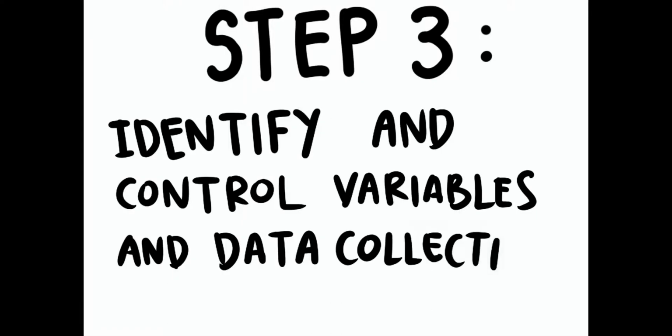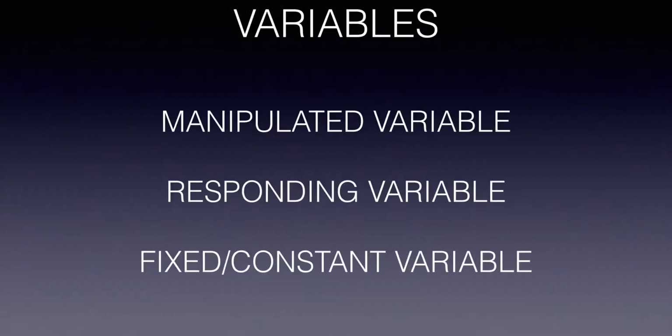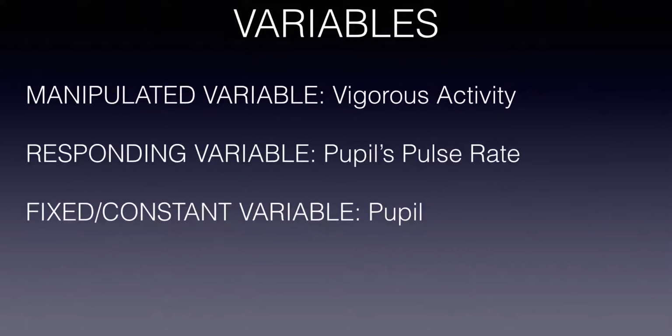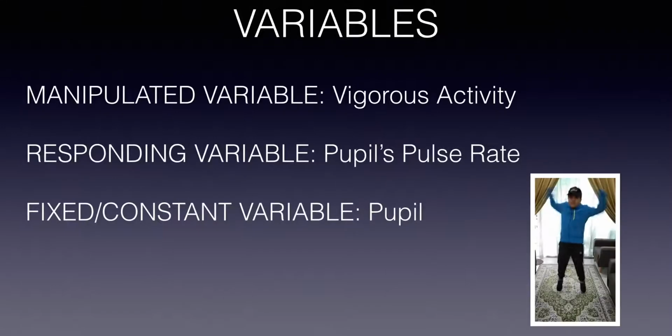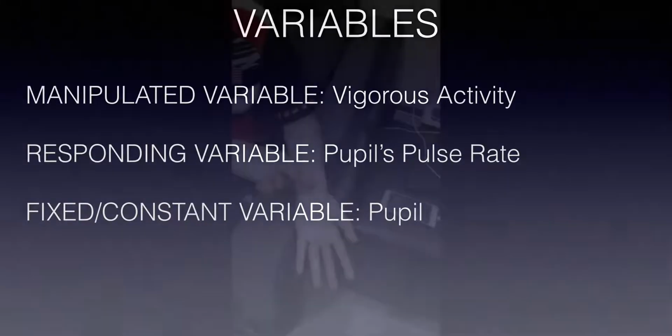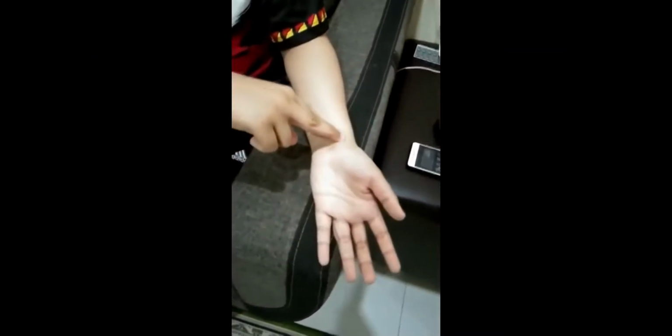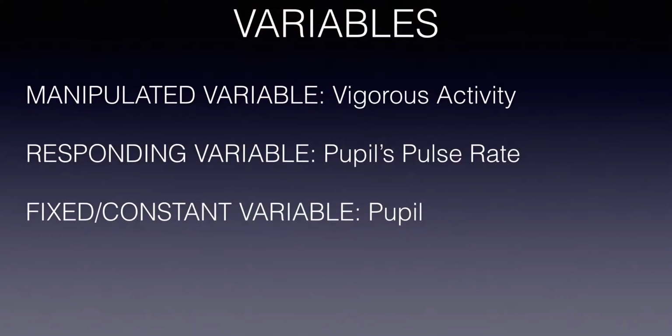Third step is identifying and controlling variables and data collection method. Manipulated, responding, and fixed or constant variable must be identified. This experiment involves comparing the pulse rate of pupil during rest and after pupil undergone an exercise. So, the manipulated variable is the activity done by pupil, responding variable is the pupil's pulse rate, and fixed variable is the pupil. After that, a proper planning is required.